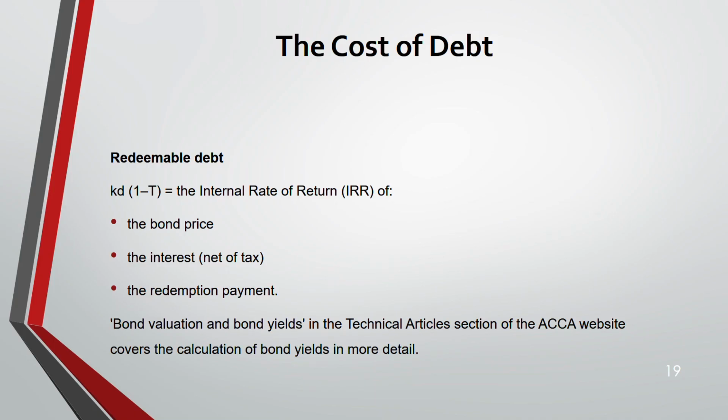Redeemable debt, you can use your IRR to find out. Internal rate of return, it is known as. Internal rate of return of what? See, we have already gone through IRR and net present value in the first lecture. This time, when we are calculating bond valuation, the cost of debt for redeemable debt, right? But IRR using what? Number one, bond price, interest, which is net of tax, obviously you have reduced it after tax, and redemption payment.